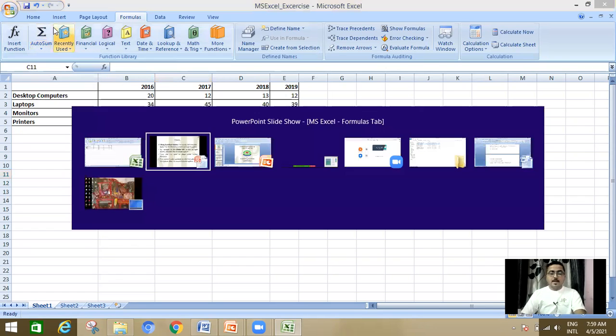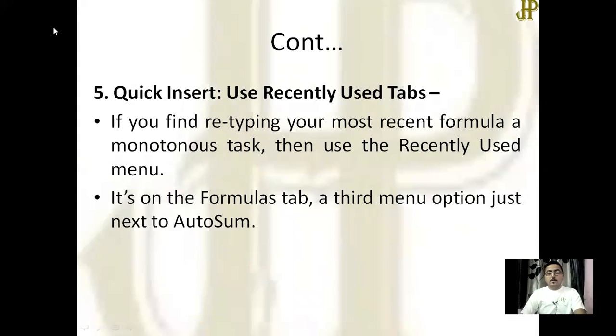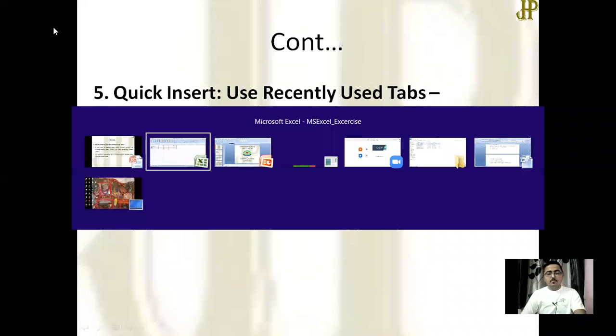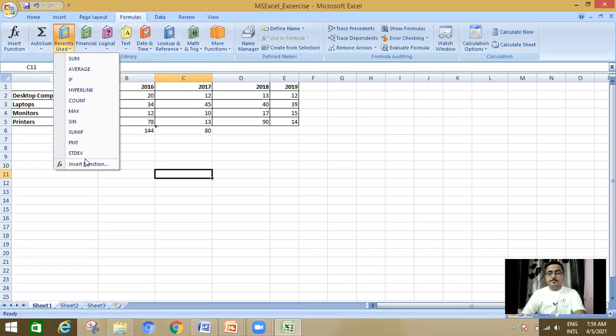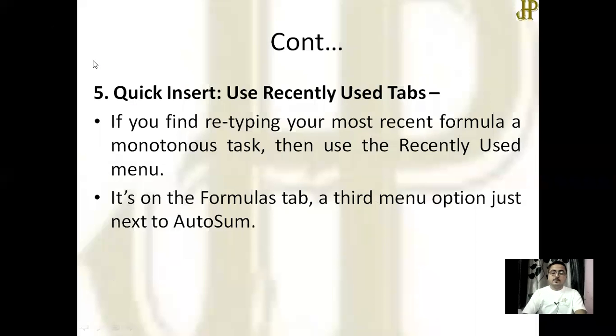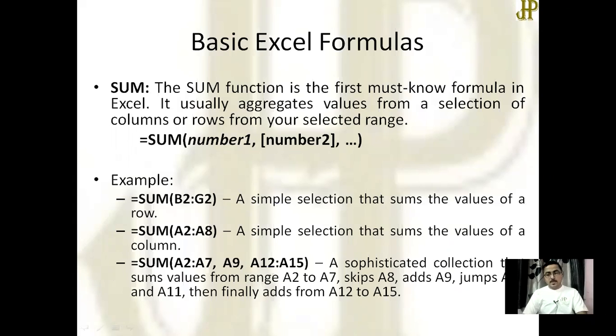Okay, and at last, next one is the recently used tab. If you don't want to go to the particular group and then find the particular formula, but you remember that I have already used that formula, then you can find that formula from the recently used tab here. Okay, clear? So these are the ways through which you can insert the data.